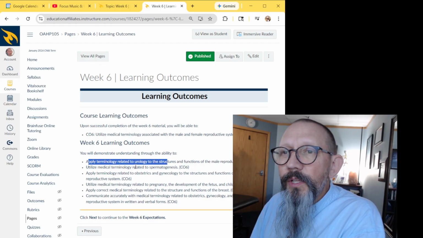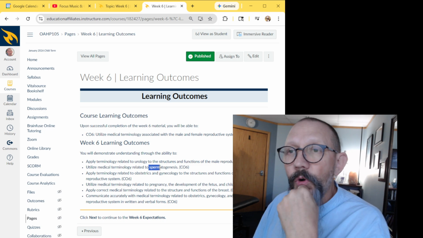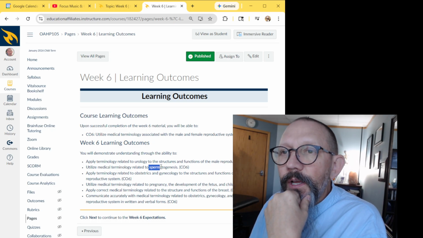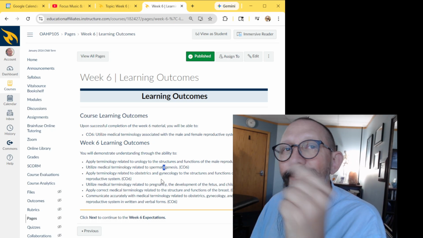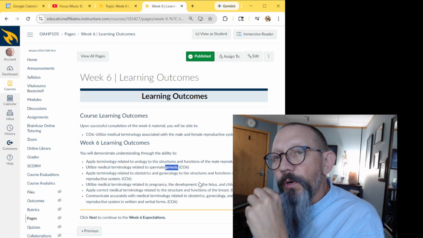Utilize medical terminology related to sperm. Okay, sperm is the sperm cells. Oo would be the ovum or ovaries. Ovaries make ovum or ova, right? Spermato. O is that connector. Remember that. And then genesis, to create. Okay, creation of sperm.